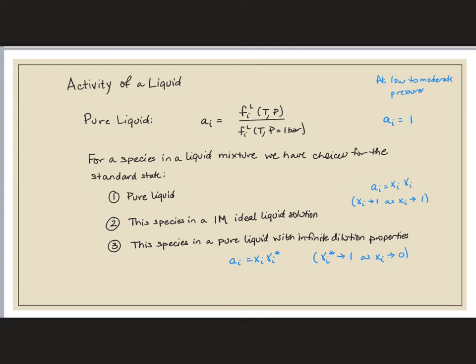At low to moderate pressures, for a pure liquid, ai will be 1. But if I have a liquid mixture, it will be xi times gamma i. That would be for either case 1 or case 3. It's just that the gammas are defined differently. For the pure liquid, gamma i is going to approach 1 as the mole fraction approaches 1. For the infinite dilution, gamma i will approach 1 as xi approaches 0. So those are different, but this case here is the one that we most typically use.